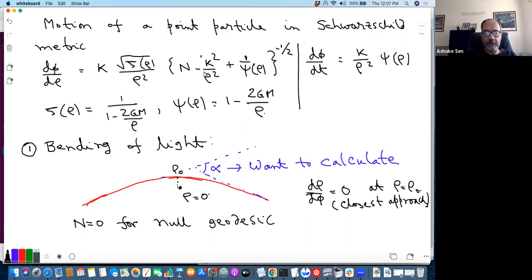So now you just substitute it here. N is 0 anyway. So you get k square over rho 0 square is 1 over psi of rho 0, because d rho d phi is the inverse of this, so the minus half becomes plus half. So this has to vanish. So k square over rho 0 square is 1 over psi of rho 0. And this implies that k square is rho 0 square over psi of rho 0.